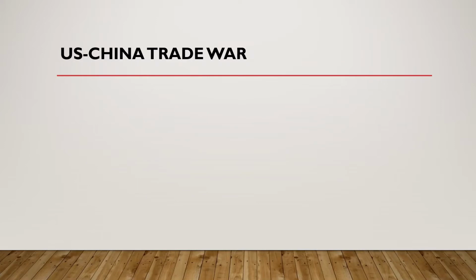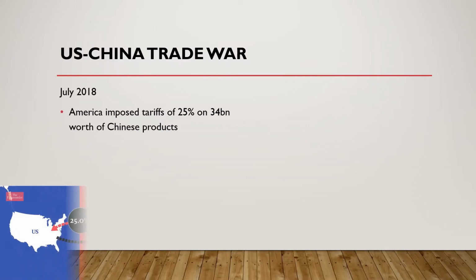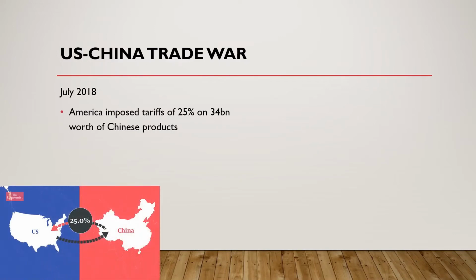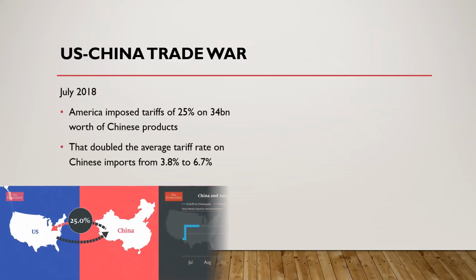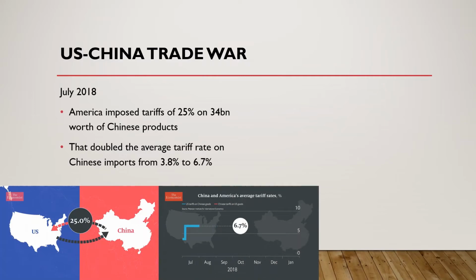Okay, now, so how did the US-Chinese trade war start? It started in July 2018 when Donald Trump decided to impose a tariff of 25% on 34 billion worth of products from China. This increase of 25% in tariff actually doubled the tariff rate of Chinese imports from 3.8% to 6.7%.